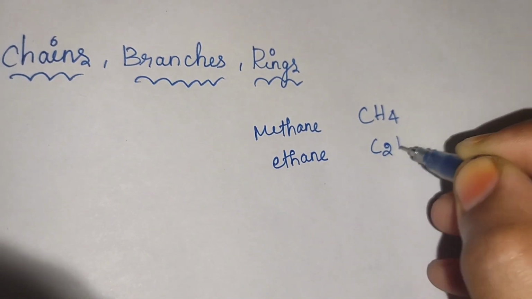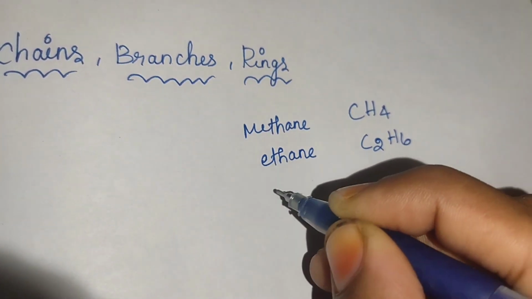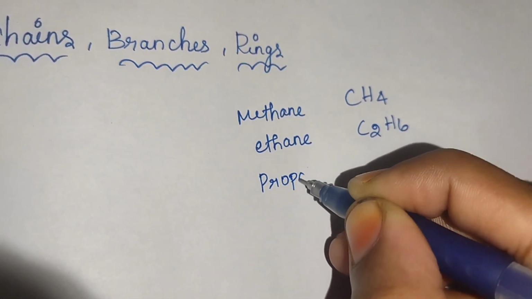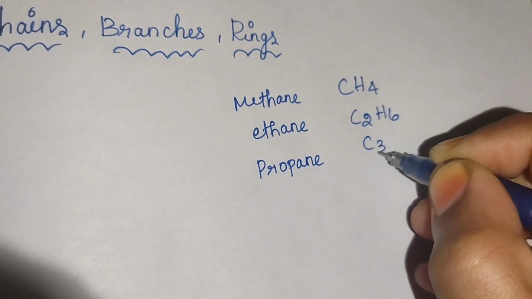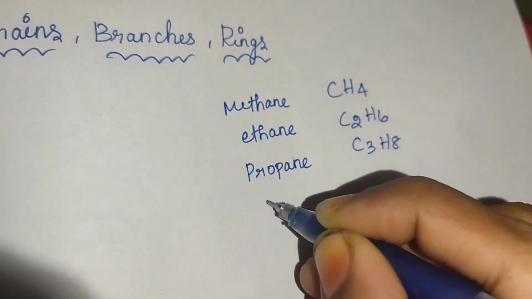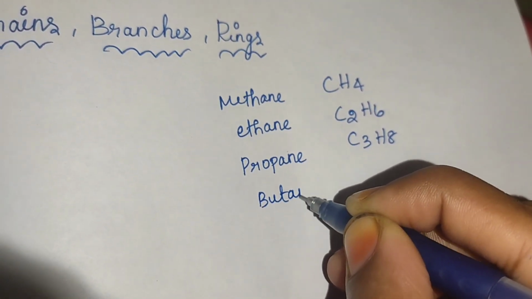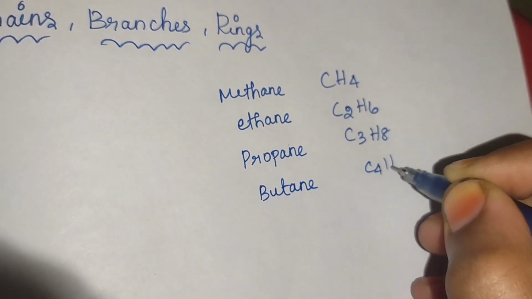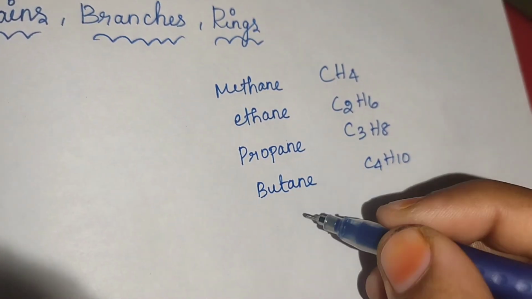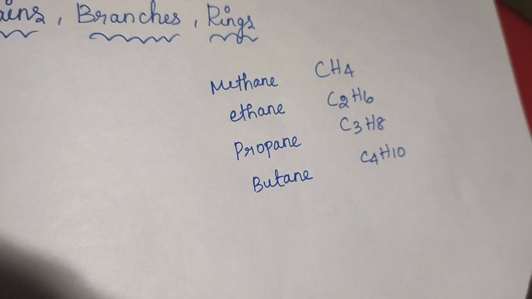2 carbon and 6 hydrogen. Propane. What is the formula for propane? C3H8. And butane, C4H10. Like that, pentane, hexane and all will come.